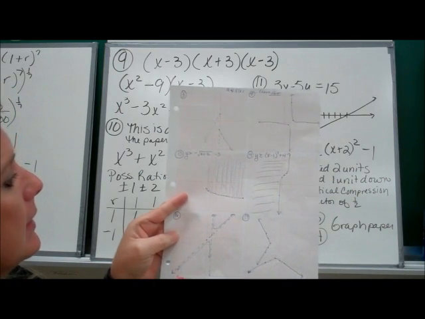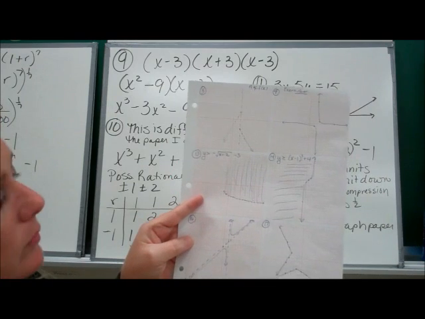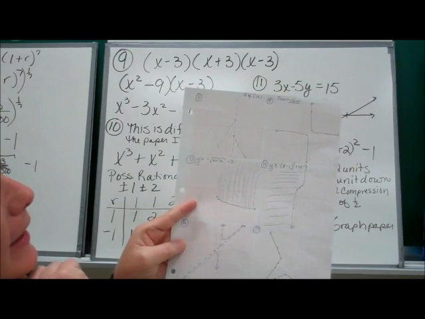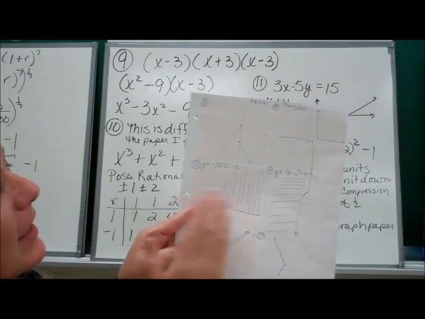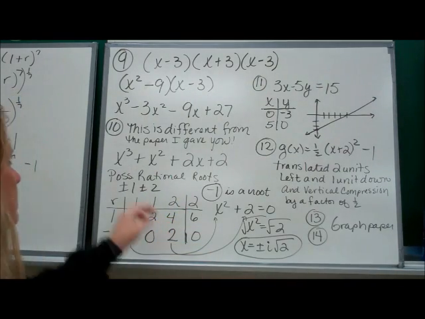Okay? 14 does not have a domain issue. Okay, so we just graph the line, or the curve in this case, and pick which side of it to shade. Okay, 15.